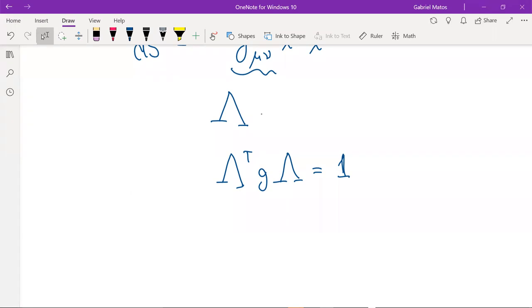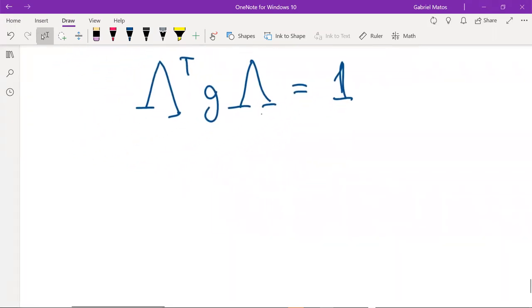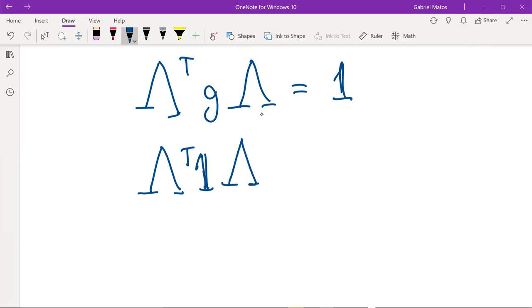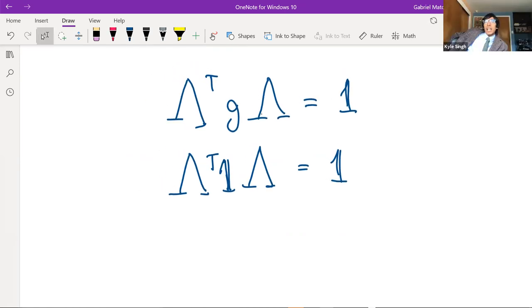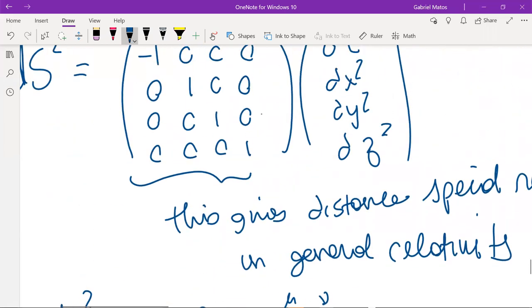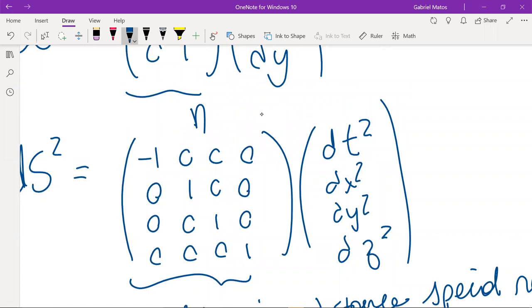So on the last problem set, I don't know if this was a typo as well, but I think Kyle wrote something like this. Yeah, and I think somebody asked me about it in an email. That should have been an eta, not a one. Eta is what we usually use to denote the Minkowski metric, while g is usually used to denote some arbitrary metric. So maybe I should have written this thing here as eta mu nu.